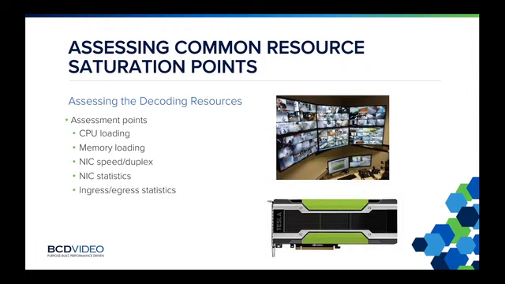The last thing you see in the chain is your decoding point. And this is where you've got either the decoder or your workstation. And every workstation or decoder, whether it be Linux-based or whether it be Windows-based, has a finite limitation to its CPU, memory available, NIC speed duplex, NIC stats, and ingress statistics.